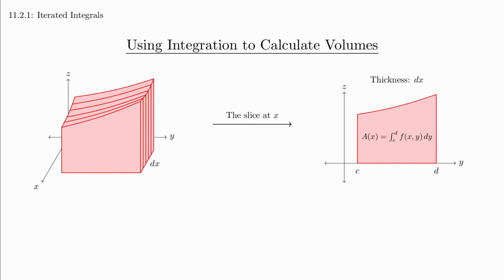And to find the area under the curve, we can use our single variable integration techniques. Notice that the lower endpoint is c and the upper endpoint is d, so that we can express the area as an integral. This is a dy integral, which implies that x is some fixed value. This formula gives us the area of the cross-section, and then we get the volume of the thin slice by multiplying it by dx. To get the total volume, we need to add up all these individual volumes.